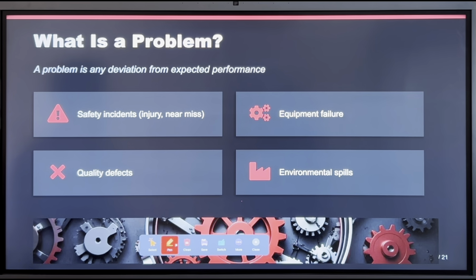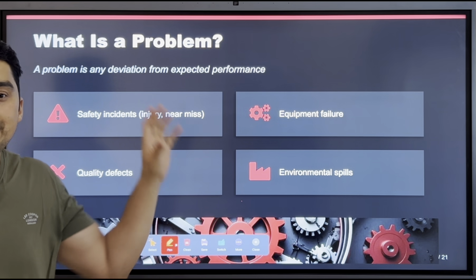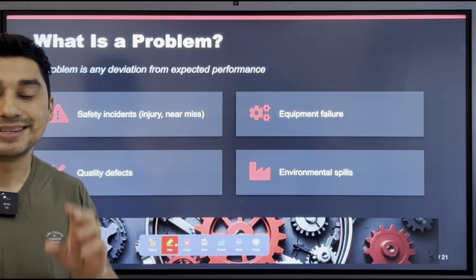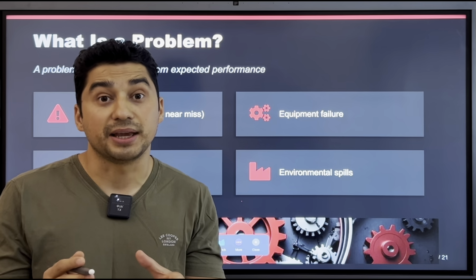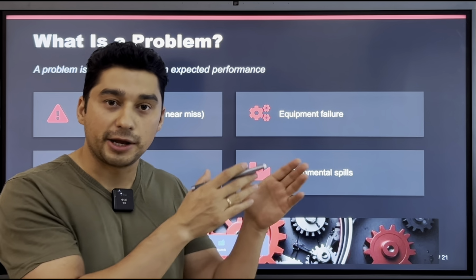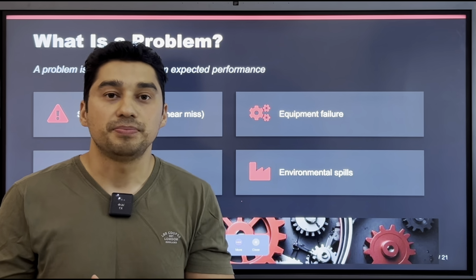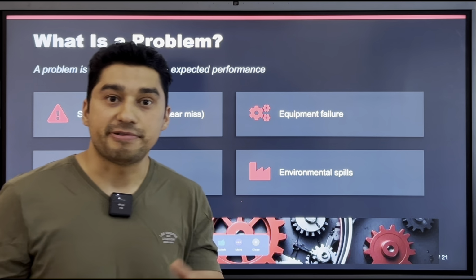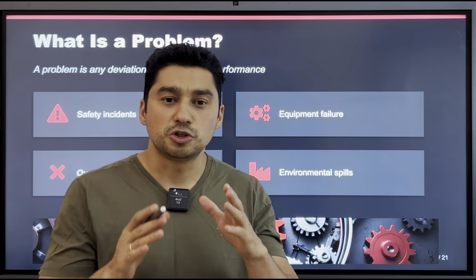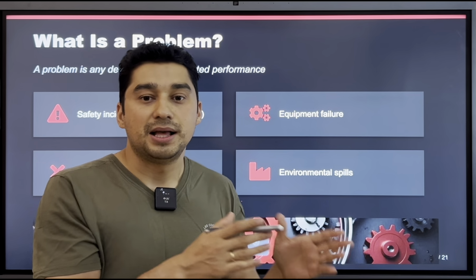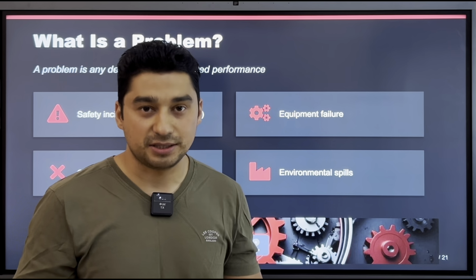Let's start with the problem. Now, what is the problem? The simple question. In HSE terms, a problem is any deviation from expected performance. You are expecting something, but you are not getting that result, that is a problem. This includes any incidents, equipment failure, quality defects, or environmental spills as well. If performance is not as planned, there is a problem and it needs structured analysis.